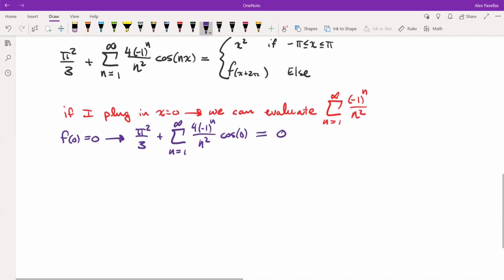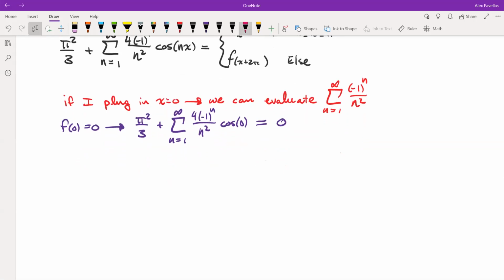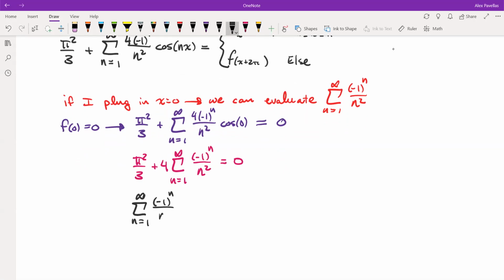Okay, so since the cosine of 0 is 1, we can pull the 4 out of the sum, and we get pi squared over 3 plus 4 times the sum as n goes from 1 to infinity of negative 1 to the n over n squared. That's 0. And we could just subtract the pi squared over 3 over to the other side and then divide by 4. And then we get the sum as n goes from 1 to infinity of negative 1 to the n divided by n squared is equal to minus pi squared over 12.